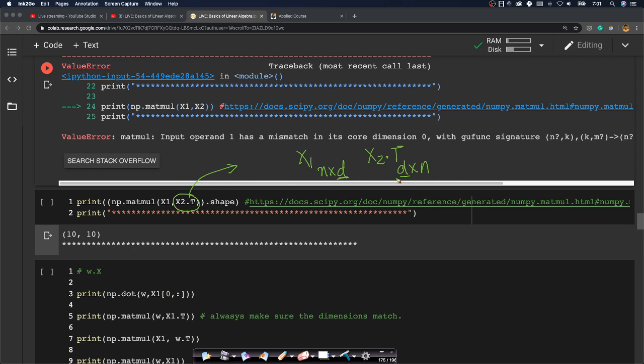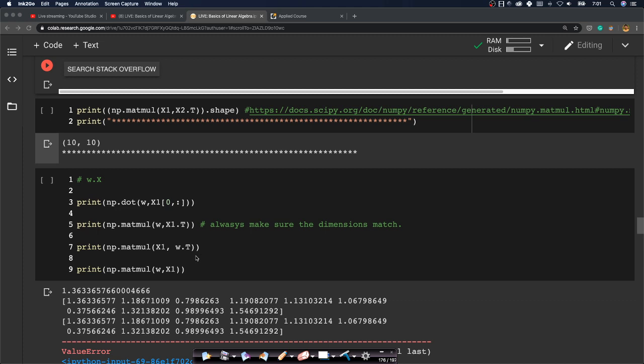And what should be the result? Again, remember that n equals 10 and d equals 4 for our example. So when I multiply them, the answer should be an n cross n matrix, which means it should be a 10 cross 10 matrix. I just printed the shape of it. You can get the shape of any NumPy matrix by just saying .shape. Very simple, right? These are common mistakes that happen, which is why I wanted to cover it quickly.